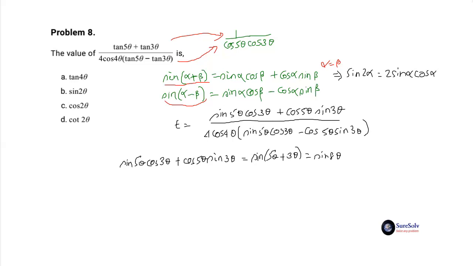And using the second compound angle relation, the denominator becomes 4 cos 4 theta sin 5 theta minus 3 theta equal to 4 cos 4 theta sin 2 theta.